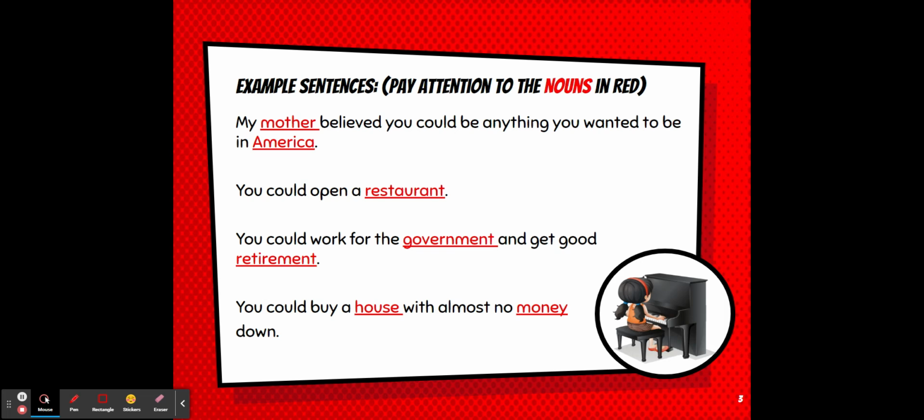Third sentence. You could work for the government and get good retirement. In that sentence, government is a thing or idea. Retirement is also a thing or idea. Fourth sentence. You could buy a house with almost no money down. House is a place, and money is a thing.